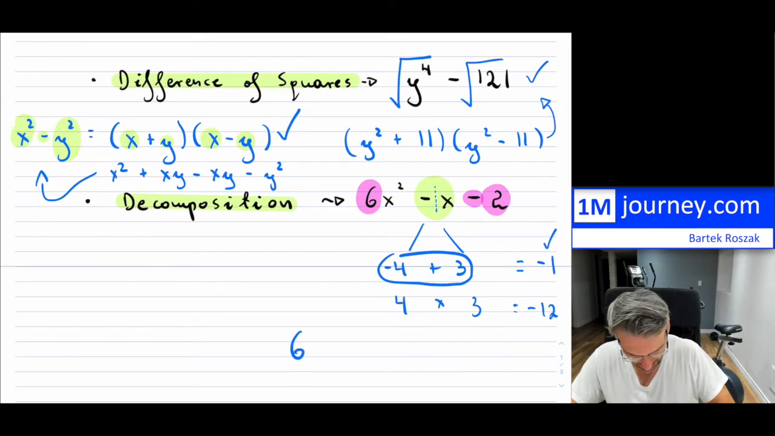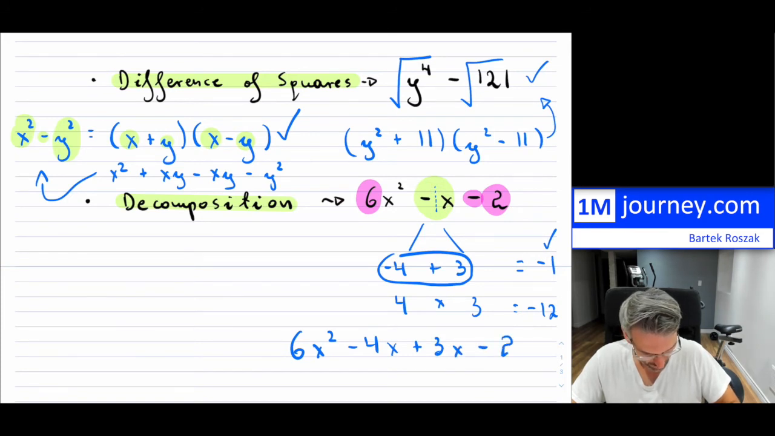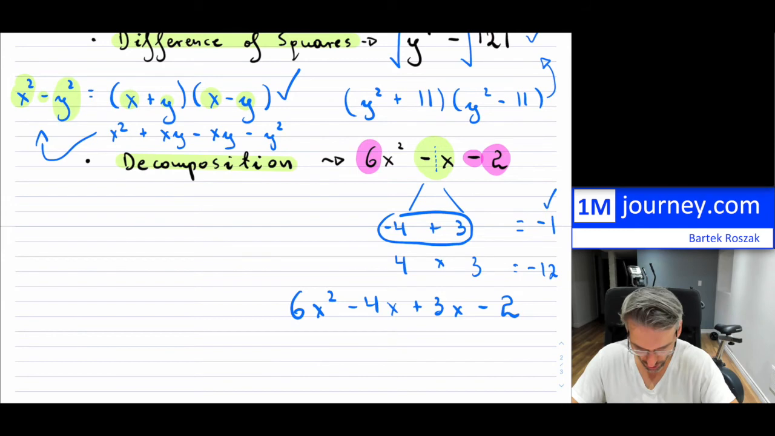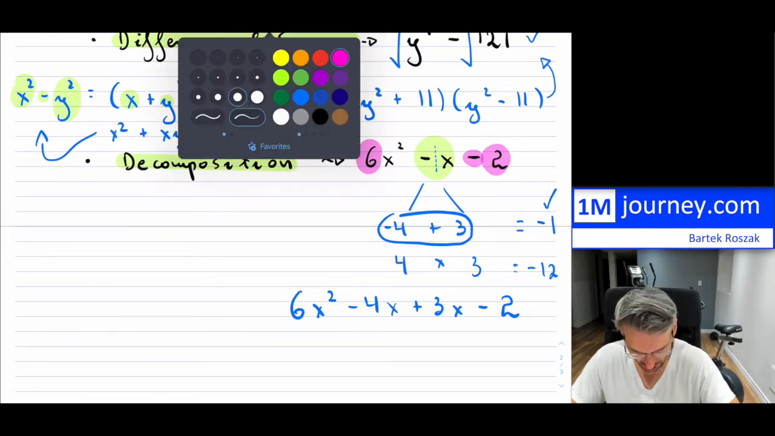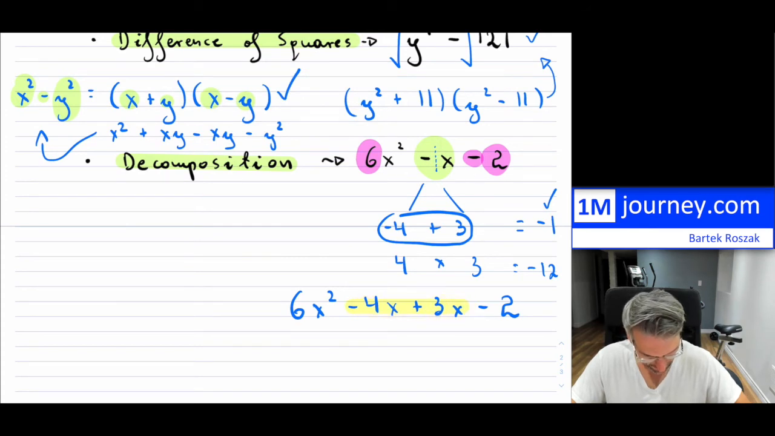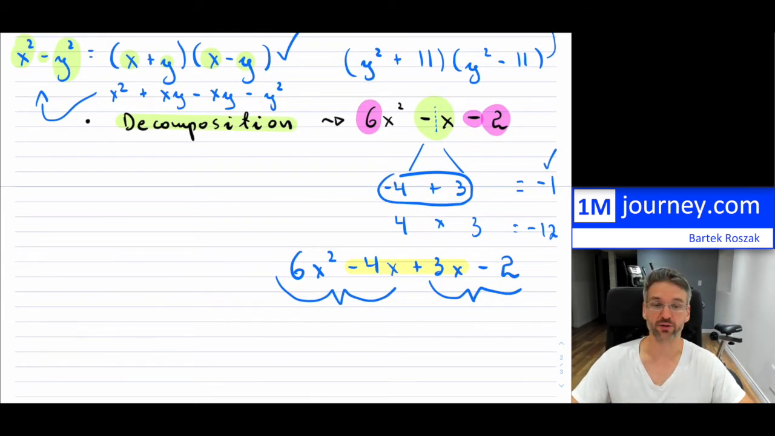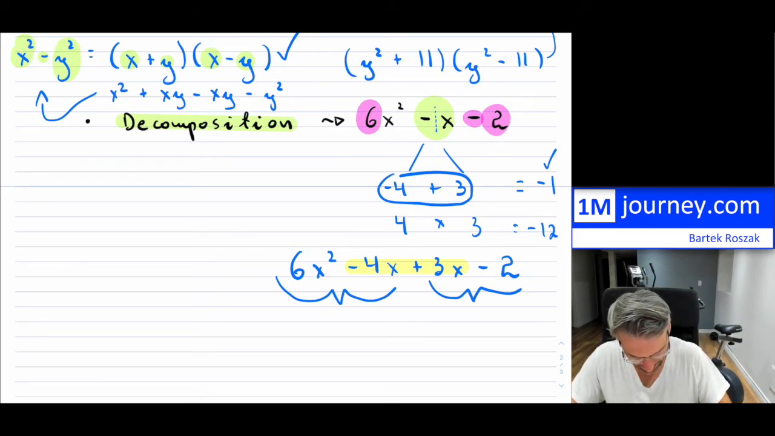So what I'm going to have is 6x squared minus 4x plus 3x minus 2. That's my decomposition of the negative 1, your original negative 1x. And now I factor this out. I'm going to take these two, and these two, and try to find the greatest common factor between them. So 6, 4, I can take out 2 and the x from here, which leaves me 3x minus 2, plus.